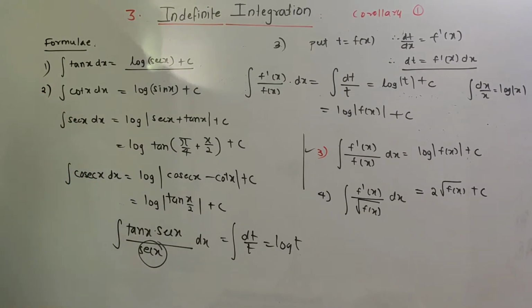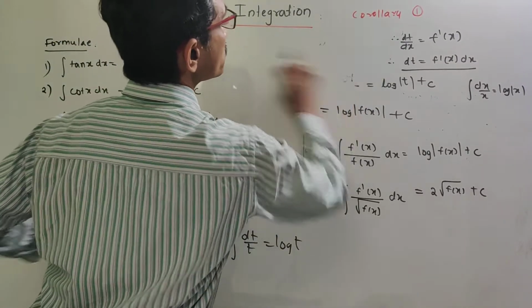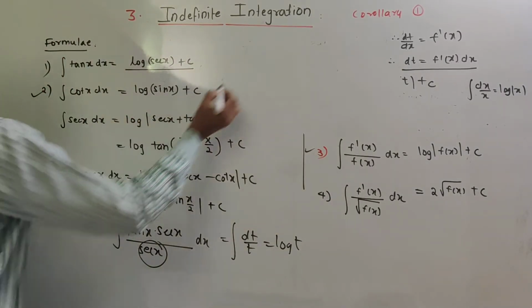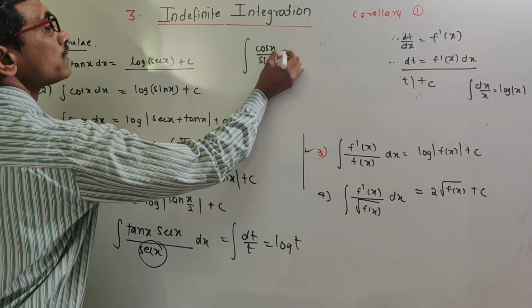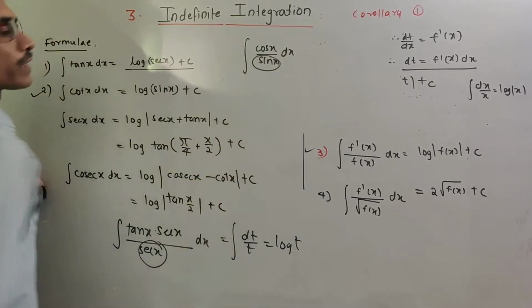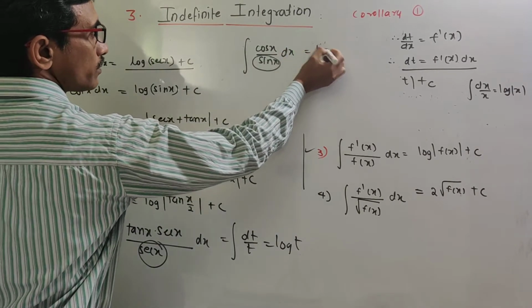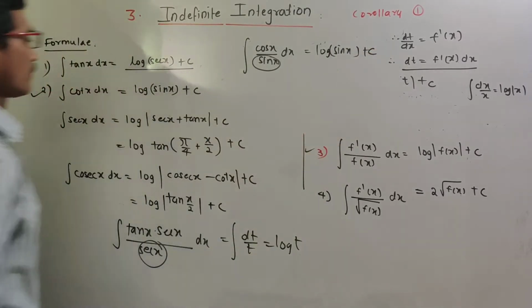Another formula is integral cot x. Cot means cos upon sine, and cos is the derivative of sine. Therefore we can write this as integral of cos x upon sin x dx. This is f of x and this is f dash of x. So its integration will be log of f of x, meaning log of sin x plus c.